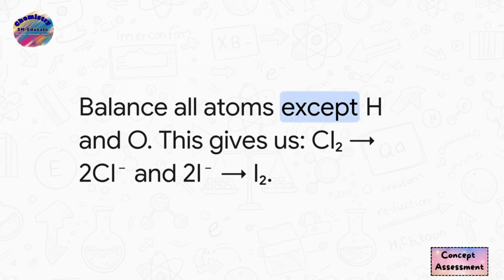All right, step 2, we balance the atoms. So for the chlorine half reaction, we have 2 chlorines on the left, so we need 2 chloride ions on the right. Easy enough. For the iodine half reaction, we have 2 iodines on the right, so we need 2 iodide ions on the left. Simple as that. Remember, we're not worrying about oxygen or hydrogen yet, just the main elements.